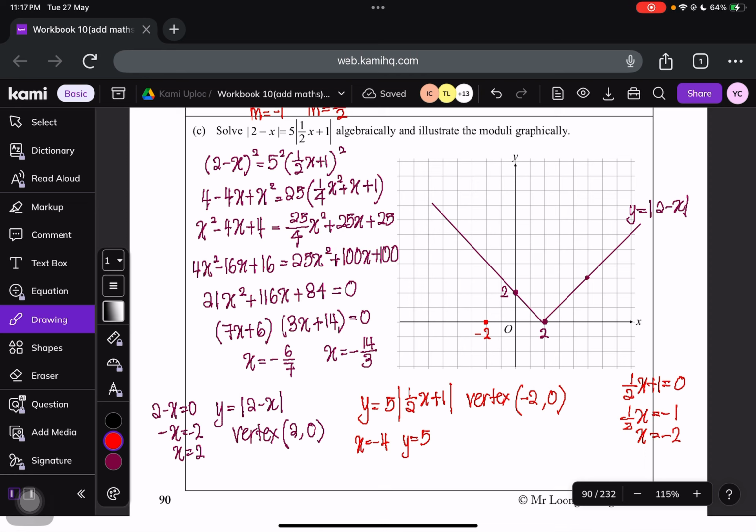So you have to think of it like that. Because eventually we don't want to waste time writing it down. You have to look at it straight away, do mental maths. Okay? So here you have negative 4 and 5. So 1, 2, 3, 4, 5. So it's somewhere around here.